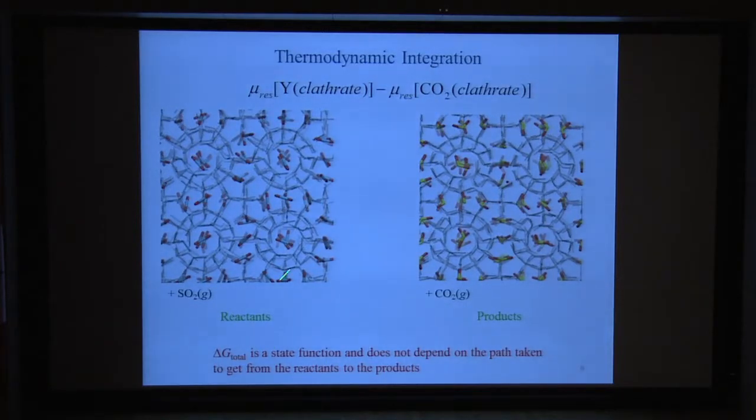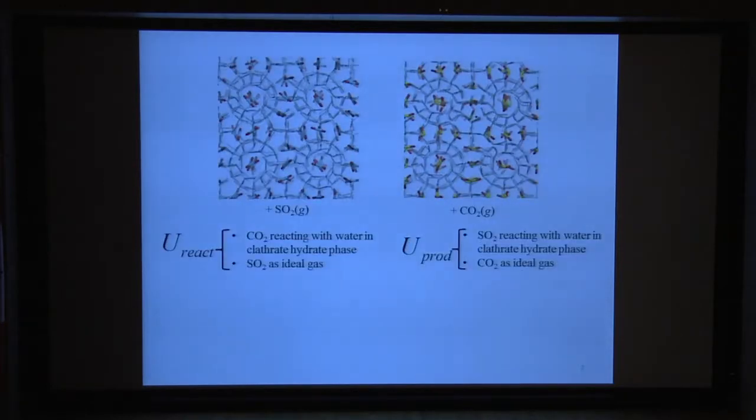In this case, for calculation purposes, we use the fact that the free energy is a state function and does not depend on the pathway that we take to go from the reactants to the products. So we can design a pathway which is computationally convenient in order to go from the reactants to the products. And this is what we're going to do, and the method that we're going to use to actually determine the delta G is called thermodynamic integration. So how is this done?